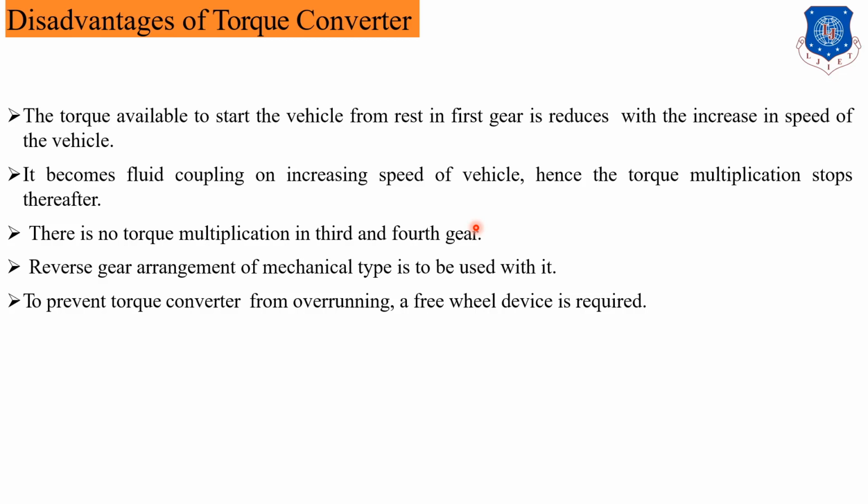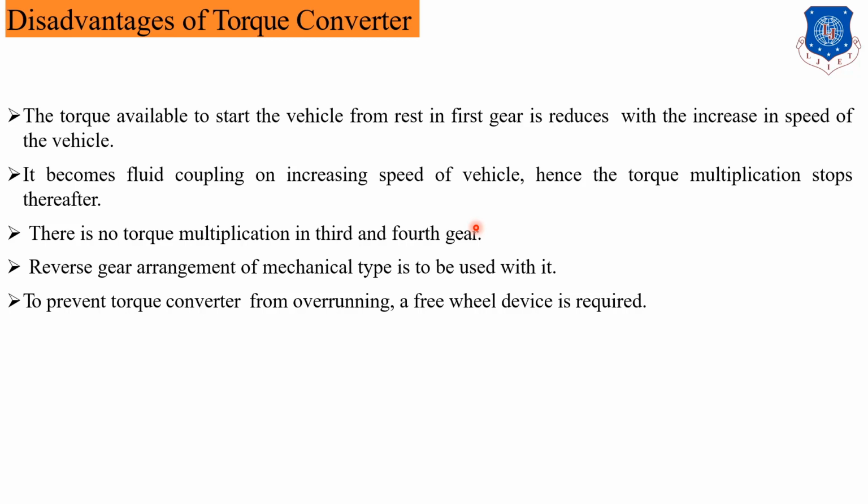Sometimes, if the speed of the vehicle is increasing, it becomes a fluid coupling, hence the torque multiplication stops thereafter. That means torque multiplication is not there if speed is more. There is no torque multiplication in third and fourth gear. A reverse gear arrangement of the mechanical type is to be used with it. To prevent the torque converter from overrunning, a free wheel device is used, so that we can reduce overrunning in the vehicle. So these are all the disadvantages of the torque converter.